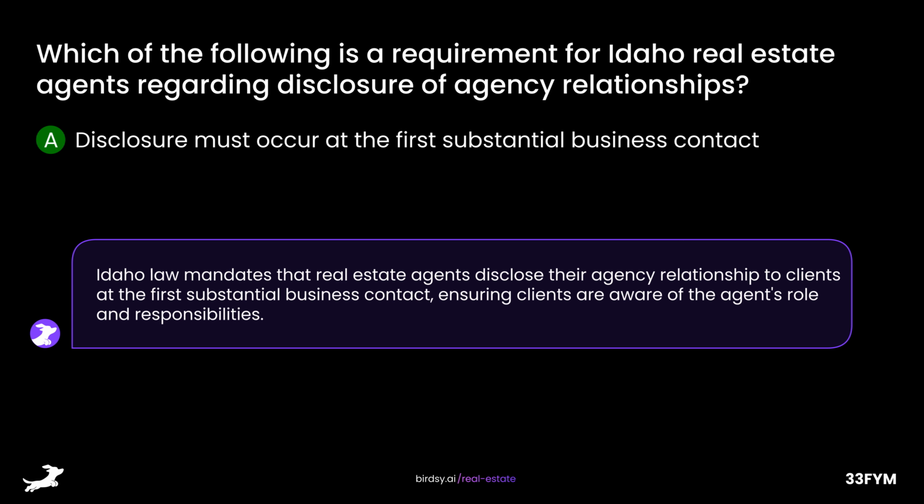Idaho law mandates that real estate agents disclose their agency relationship to clients at the first substantial business contact, ensuring clients are aware of the agent's role and responsibilities.